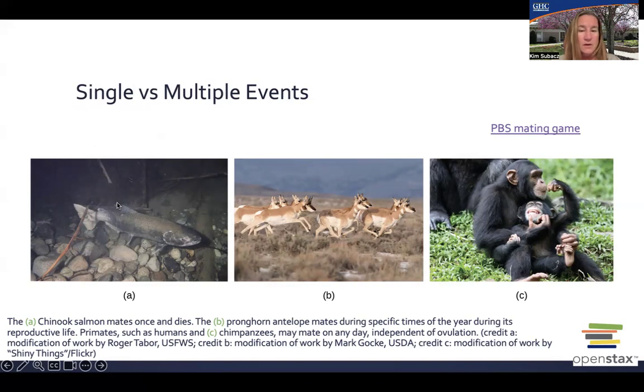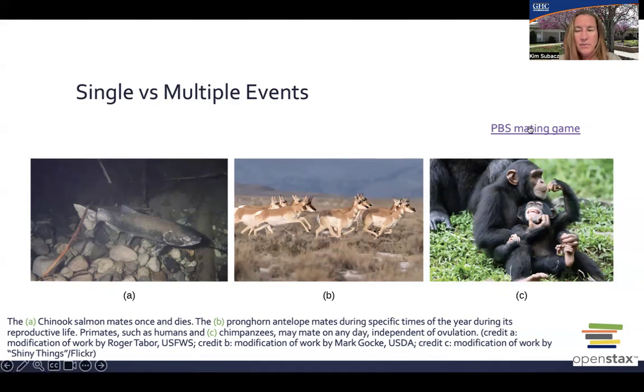So salmon is semelparity, a one-time event. And then we've got iteroparity, where we've got multiple times, but just one time a year. As long as you are making it to the next year, hopefully you'll make it to reproduce again the next year. And then we've got examples of chimps, just like us, where intercourse can happen any day, anytime, and it is not specifically timed to ovulation. It doesn't have to be timed to ovulation.